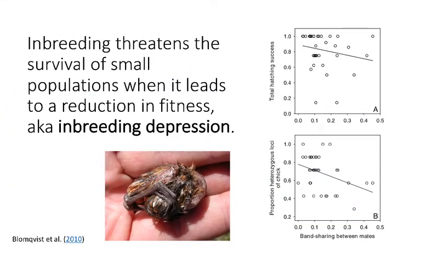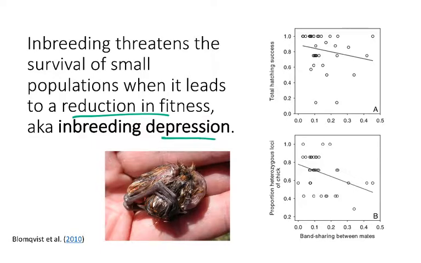So if we think about inbreeding extending now to fitness consequences, inbreeding threatens the survival of small populations, specifically when it leads to these reductions in fitness. And if that inbreeding leads to these corresponding reductions in fitness, that's when we say we have this inbreeding depression.